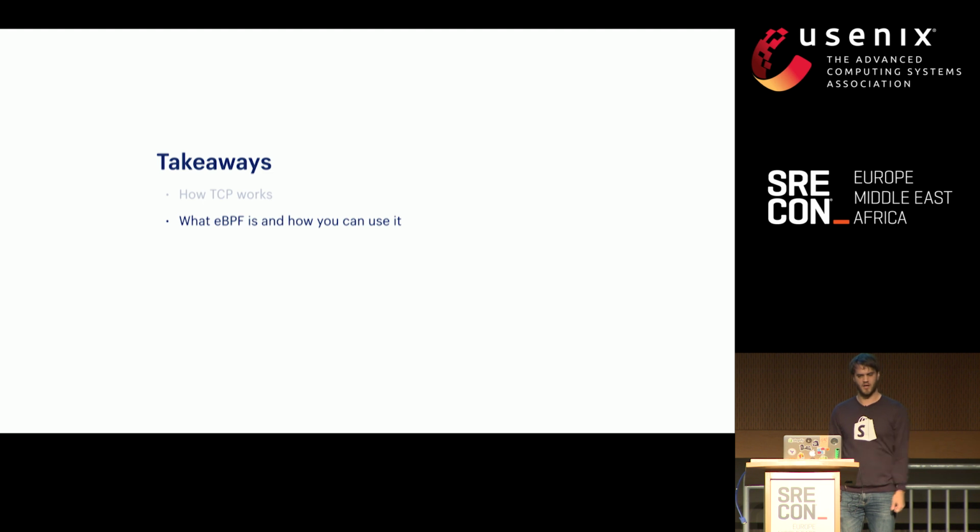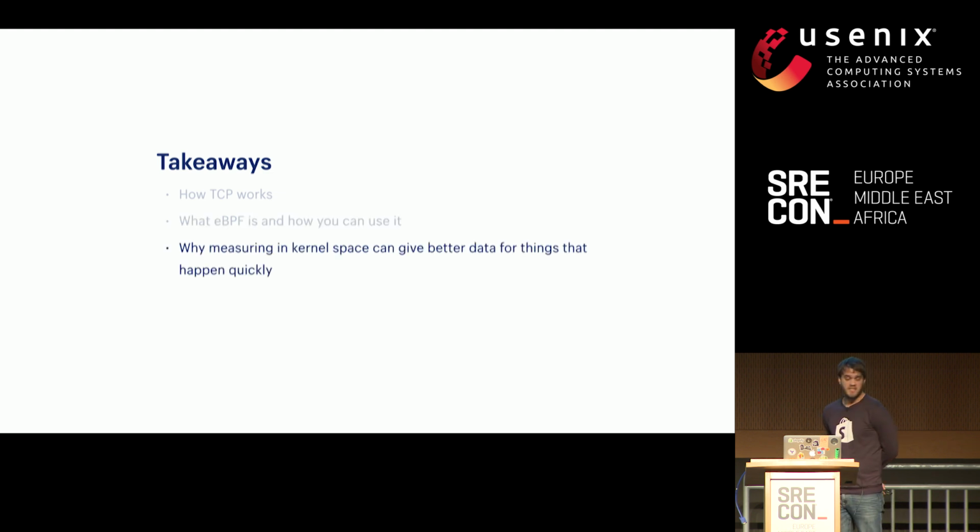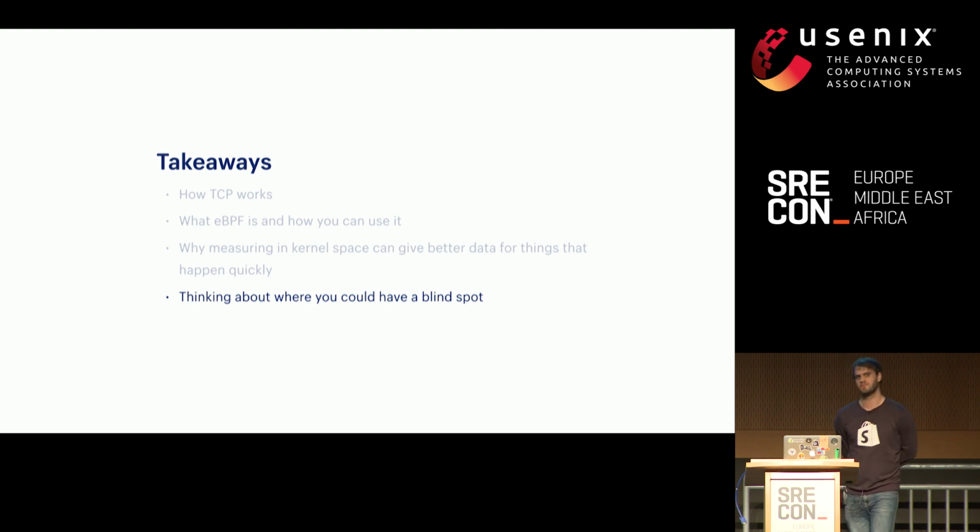So I'm hoping, like myself, I didn't know TCP, so maybe you've learned a little extra about TCP. You now have a new technology that you can explore, where for short-lived events that happen at a low layer, you can get great, stable metrics. And specifically, why running sometimes in kernel space is a useful thing. And finally, I want you to walk away thinking about, okay, maybe my company has some blind spots. Maybe we're not really observing there.